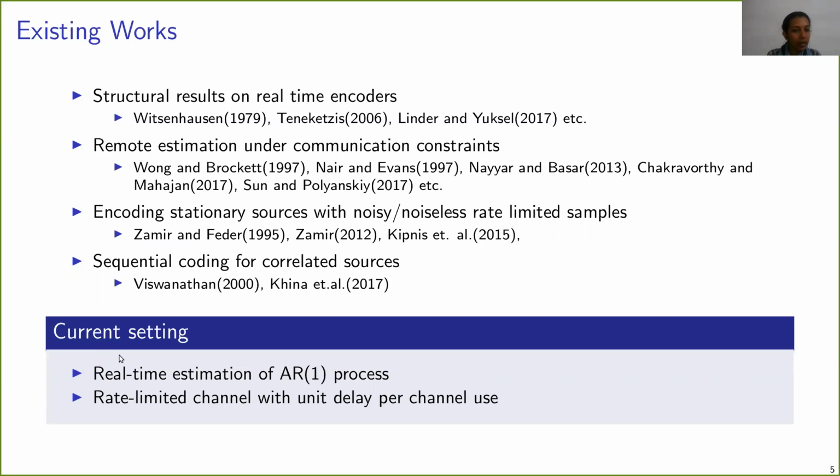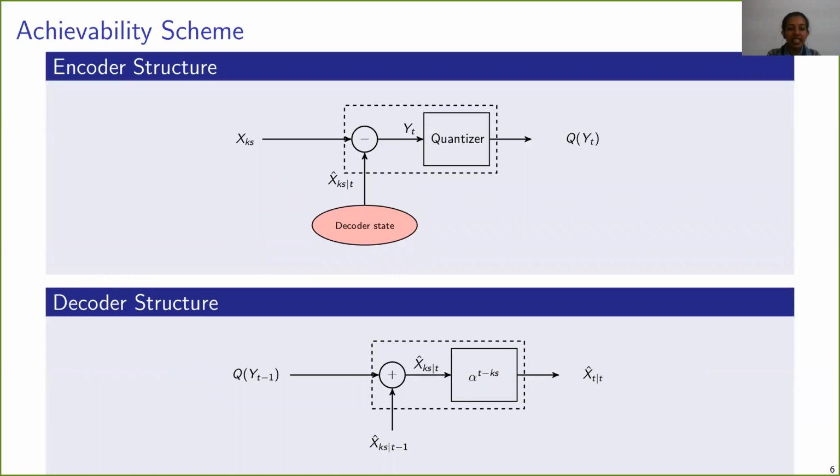So let's recall that the current setting is where we study the real-time estimation of the autoregressive process of order 1 when the information to the decoder is sent across a rate-limited channel with unit delay per channel use. Now let us discuss our achievability scheme.